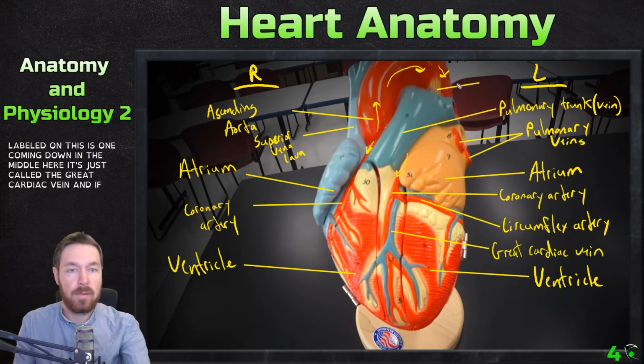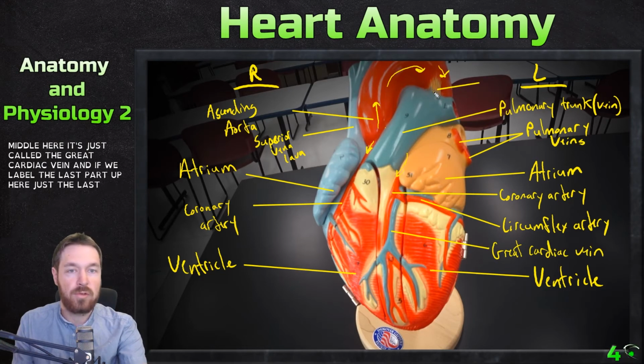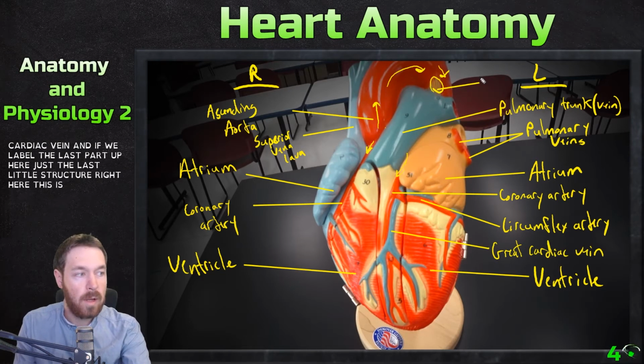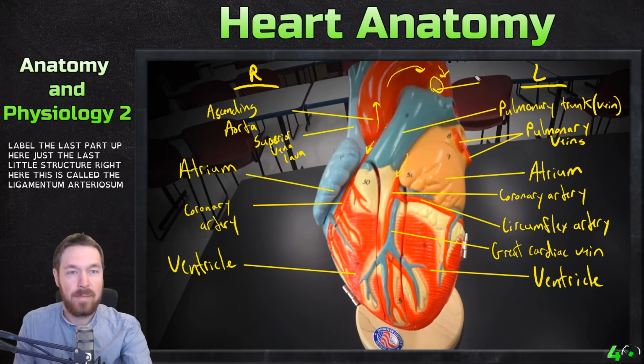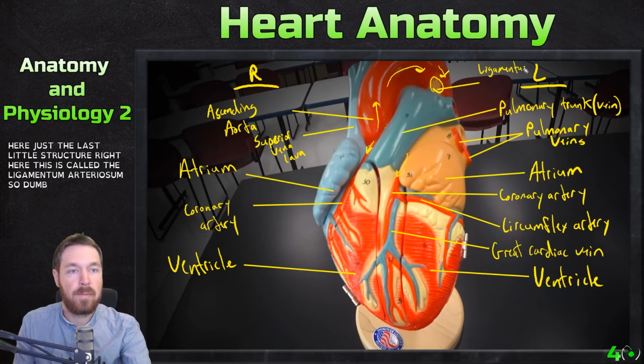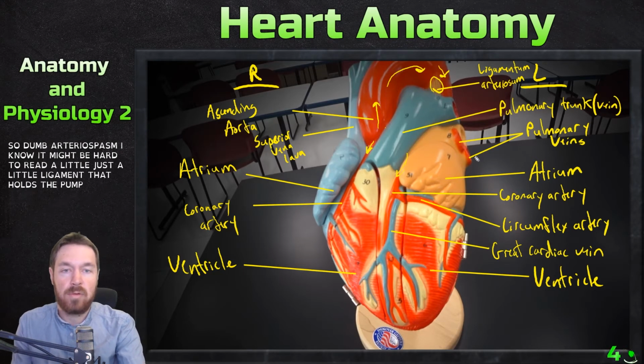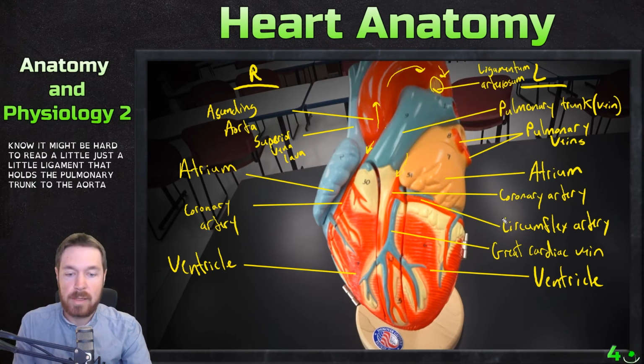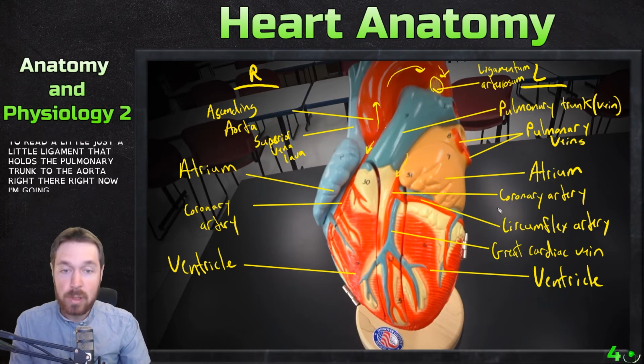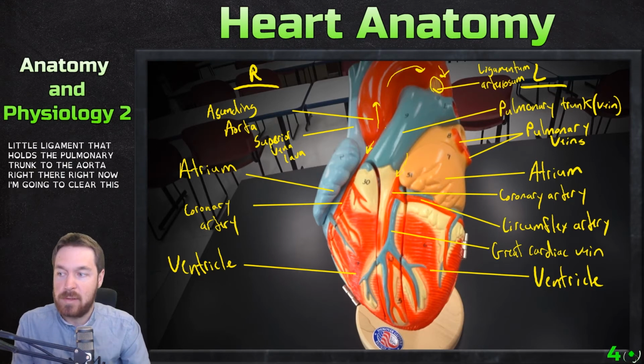And then if we label the last part up here, just the last little structure right here, this is called the ligamentum arteriosum. I know it might be hard to read. This is a little ligament that holds the pulmonary trunk to the aorta right there. All right, so I'm going to clear this now. So if you want to take a screenshot of this, you can.